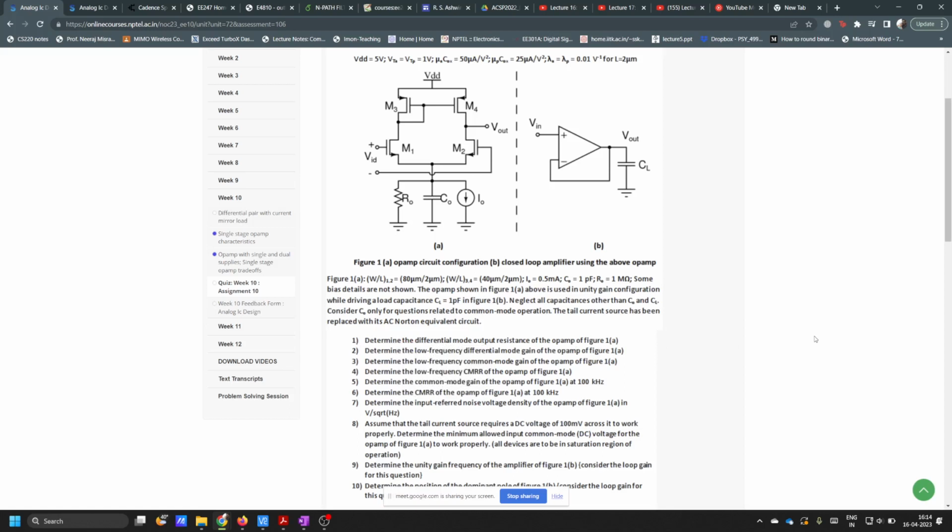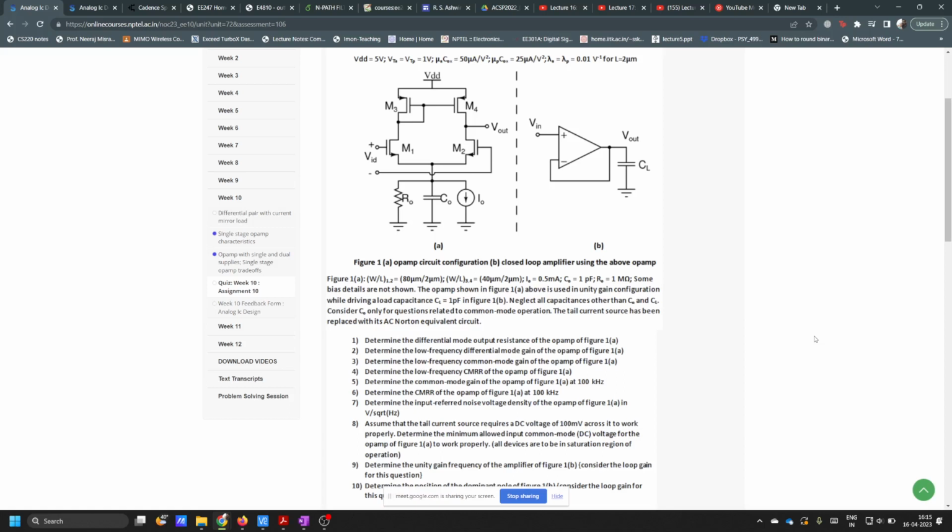Come again? I didn't hear. I mean, without CL connected to VO, we can't say the tail node would be at AC ground. Who said that? Why? Only then would we... you cannot say anything about the tail node here. You cannot say that the tail node will be grounded here for differential input.